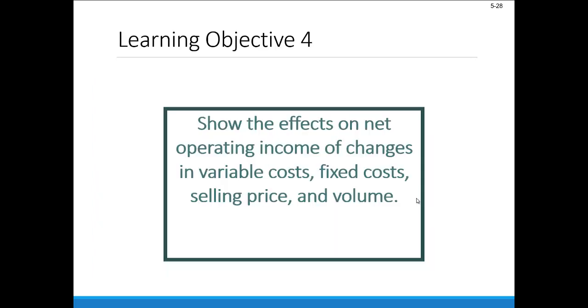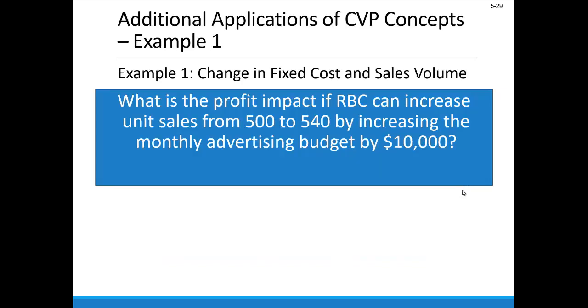Okay, learning objective 4 was to show the effects on net income of changes in variable cost, fixed cost, selling price, and volume. So, starting to put some of this CVP analysis to use, if you will. First example here, let's think about a change in some fixed cost and some potential change in sales. What if the managers at RBC are considering pumping up advertising by 10 grand? They're going to buy some new online spots or whatever.